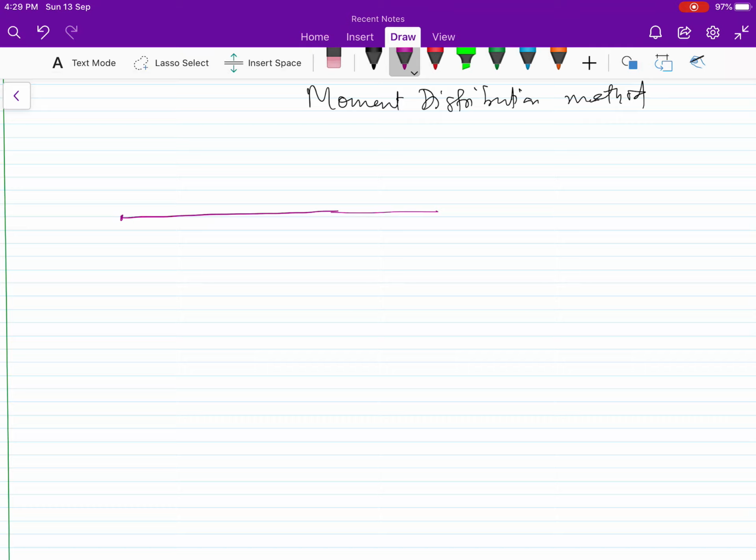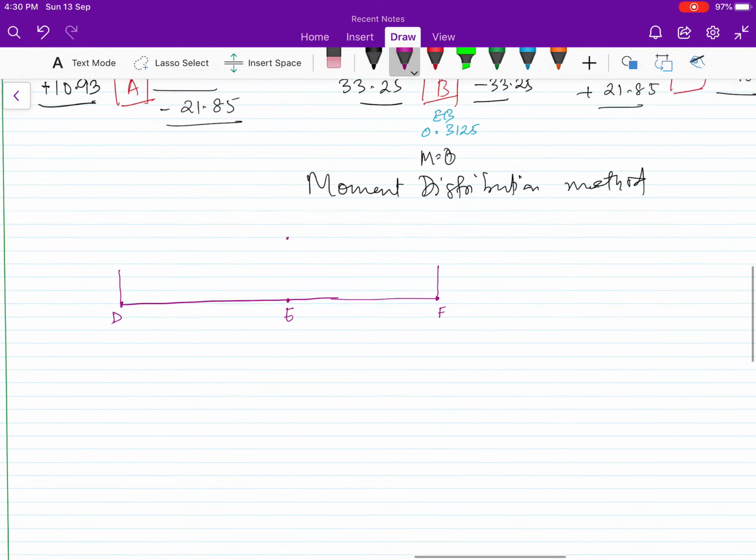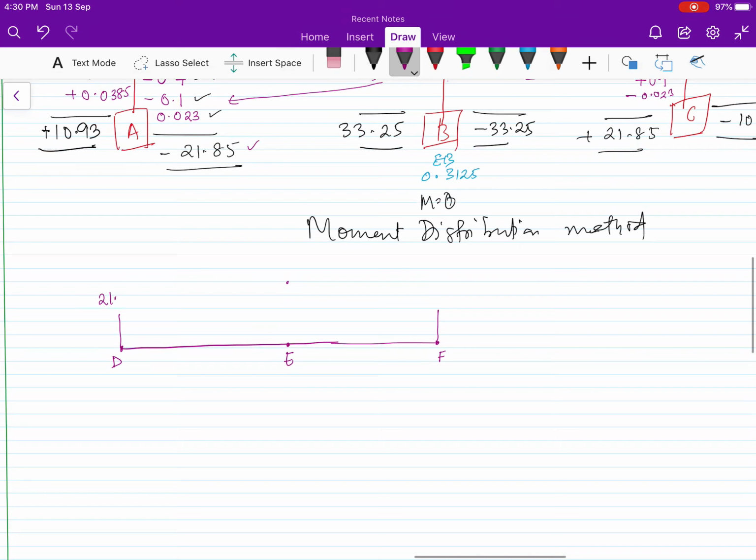So we had 3 points, D, E and F. So here, at DE we got 21.85. Here also 21.85. At middle 33.25. So this is the negative moment.